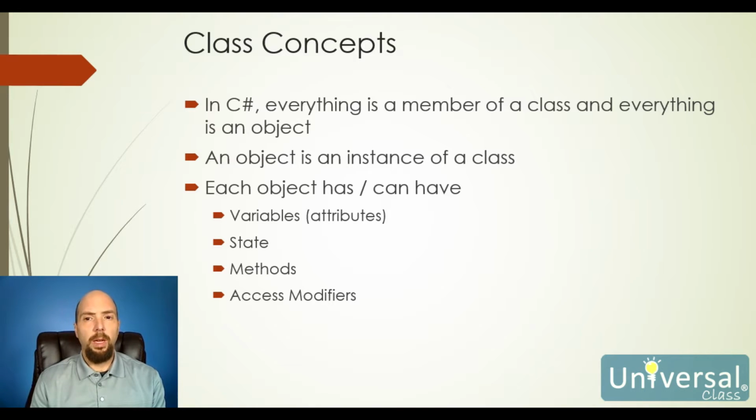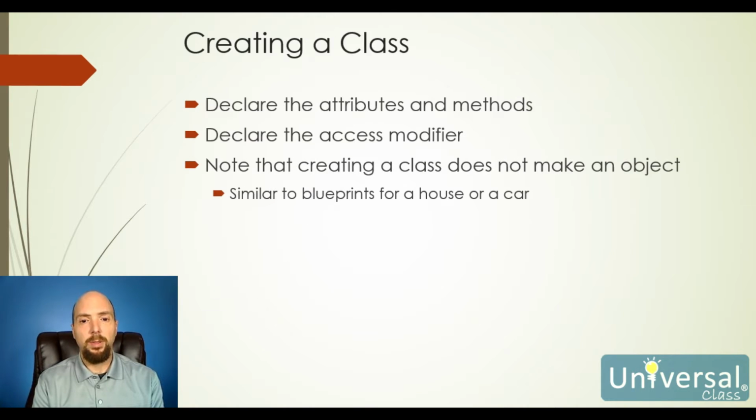In C#, everything is a member of a class and everything is an object. And an object is nothing more than an instance of a class. Each object can have variables, which are attributes. They can have a state, specifically what is the current status of that. Is it active, not active? It can have methods, and then it can also have access modifiers.